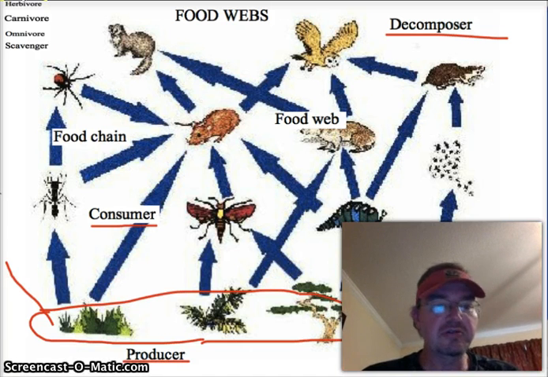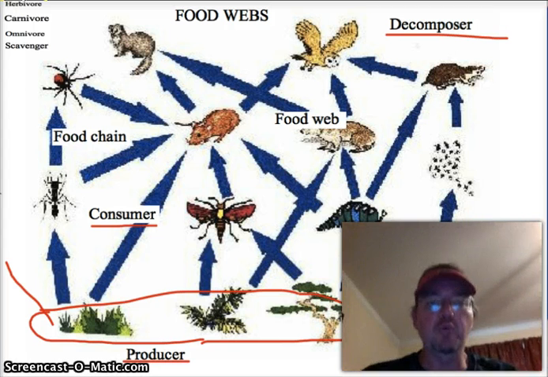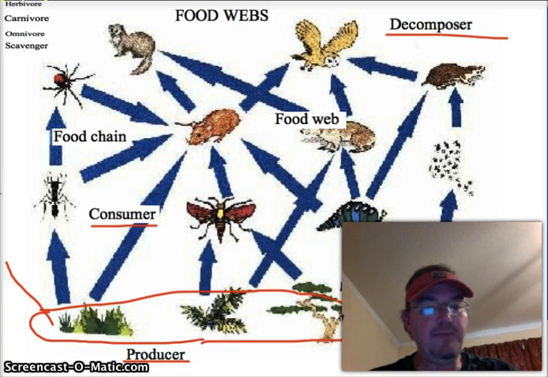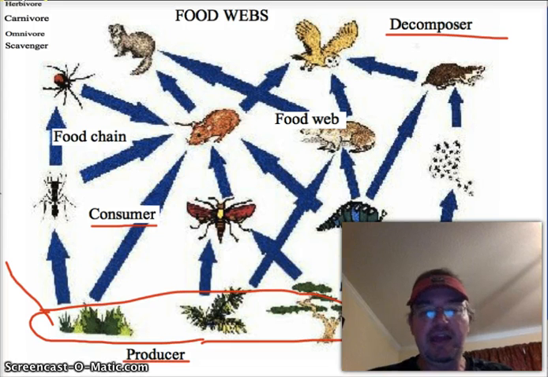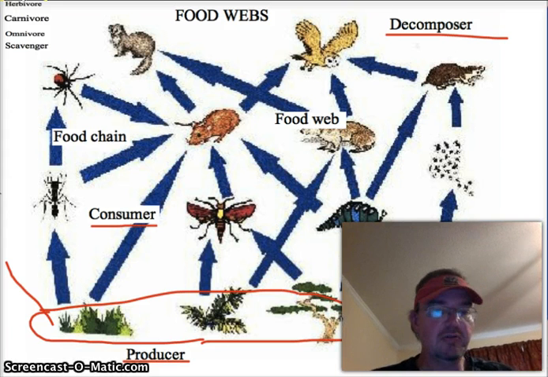It seems kind of gross to feed upon dead animals or to feed upon animal waste. But decomposers are an important part of keeping the cycle going. And these decomposers are fed upon by other animals, so that kind of helps keep the cycle going.